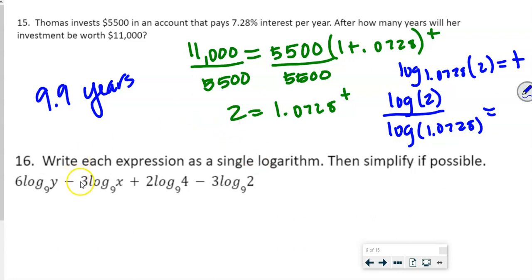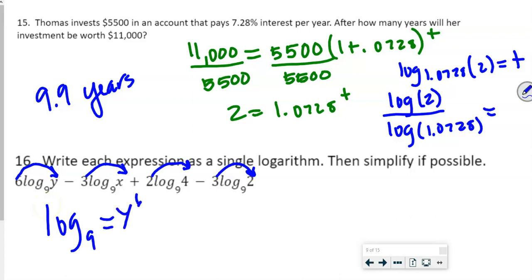Okay? So the next one says, write each expression as a single logarithm, then simplify if possible. So the first thing I want to do here is move these coefficients to be the exponents. That's going to be my first step. And then I'll see if I can simplify after I do that, okay? So we're going to put our log base 9 one time. And then this is going to be y to the 6th on top because it's positive. And then we've got x to the 3rd on the bottom because it's negative.